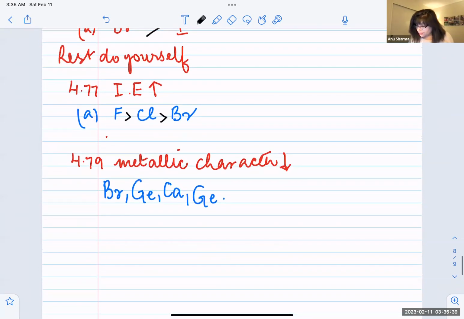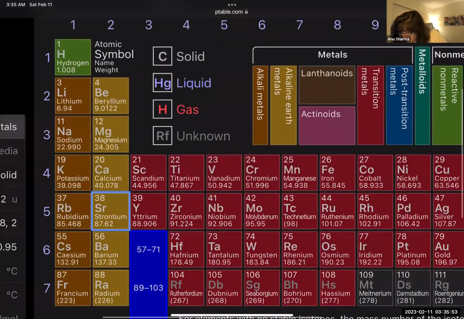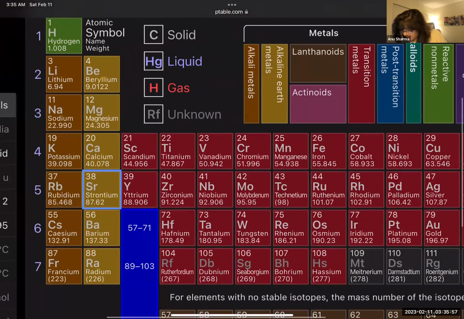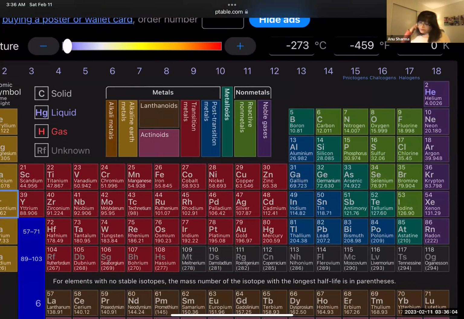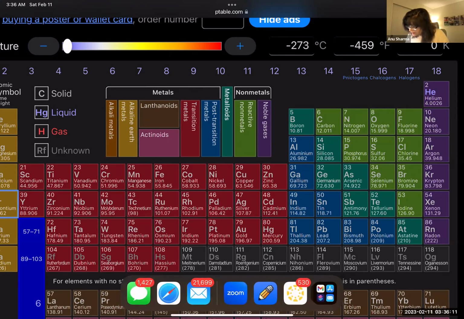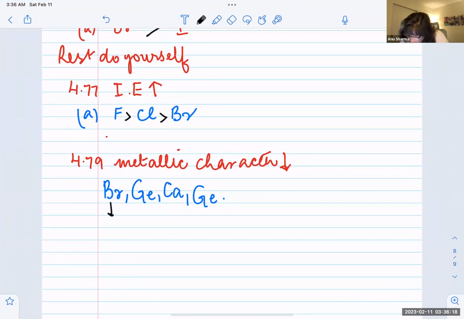Okay, metallic character, which one? Bromine, germanium, calcium. Calcium is 20. Bromine is a non-metal, obviously, and germanium is in between. So calcium has more metallic character than germanium, and then more than bromine.